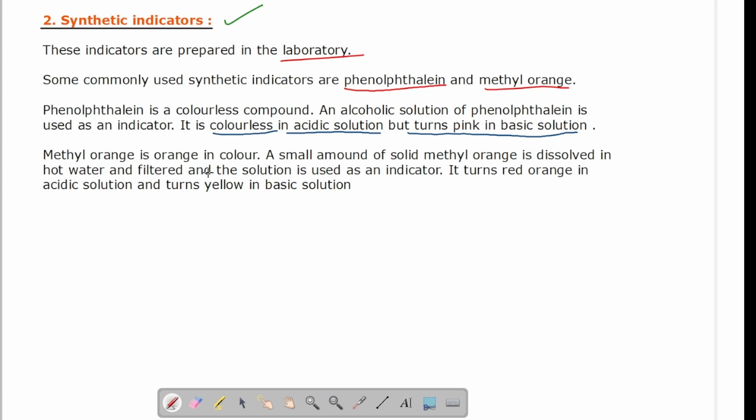Then what about methyl orange? It is orange in color as the name itself suggests. Then we prepare this methyl orange indicator by dissolving a small amount of solid methyl orange in hot water, and it is filtered. The solution that we get is used as an indicator. It turns red in acidic solution and it turns yellow in basic solution. You have to remember some of the important indicators and their color change.